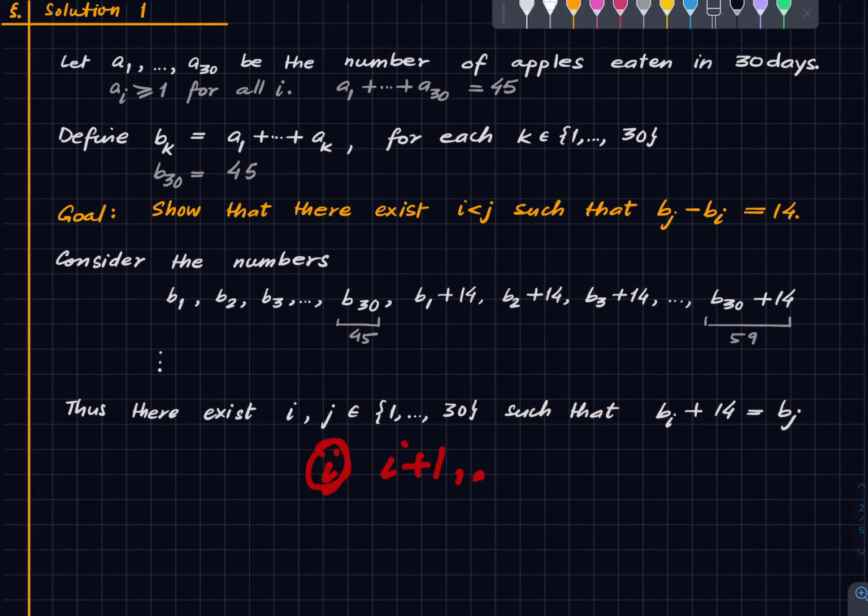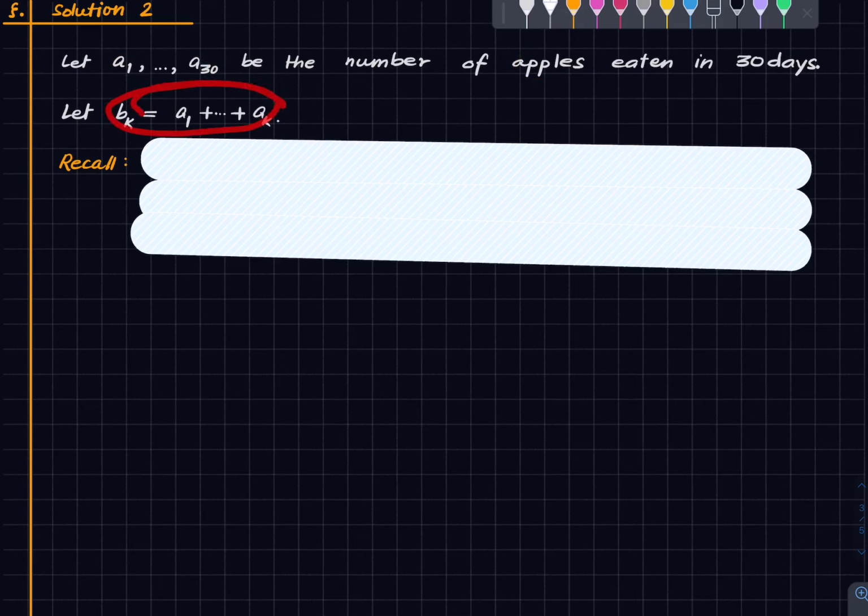But I also want to discuss another solution. As in the previous one, we will write a1 up to a30 to record the number of apples eaten on each day, and bk is defined as before: the sum of the ai's starting with a1.